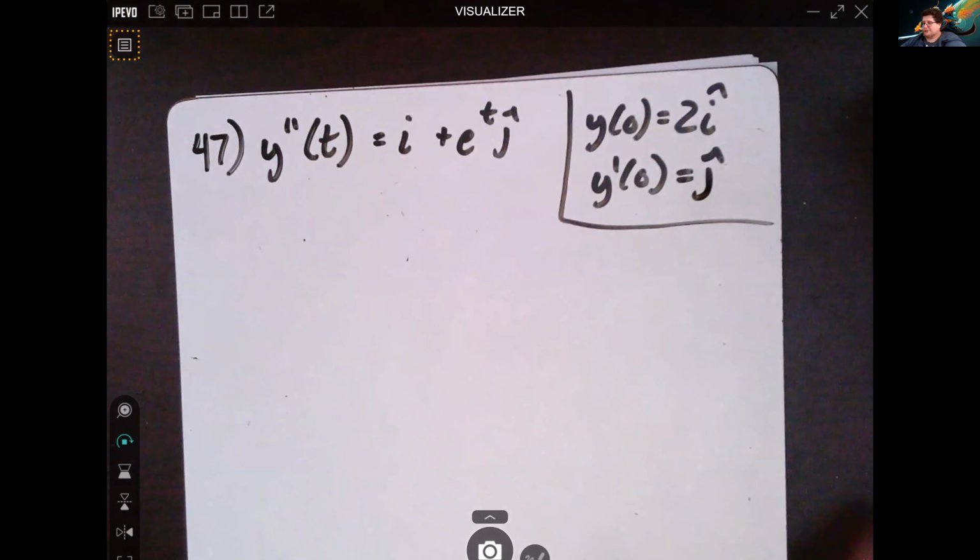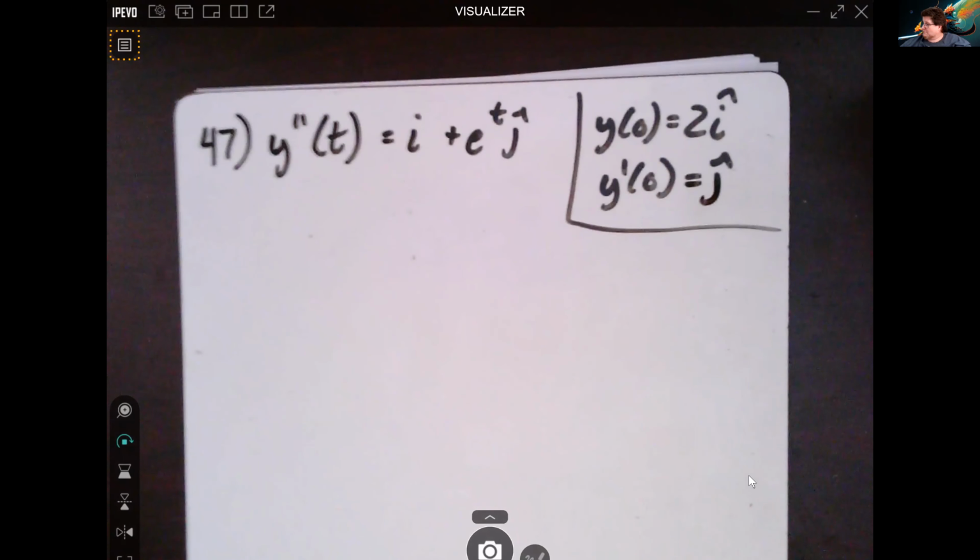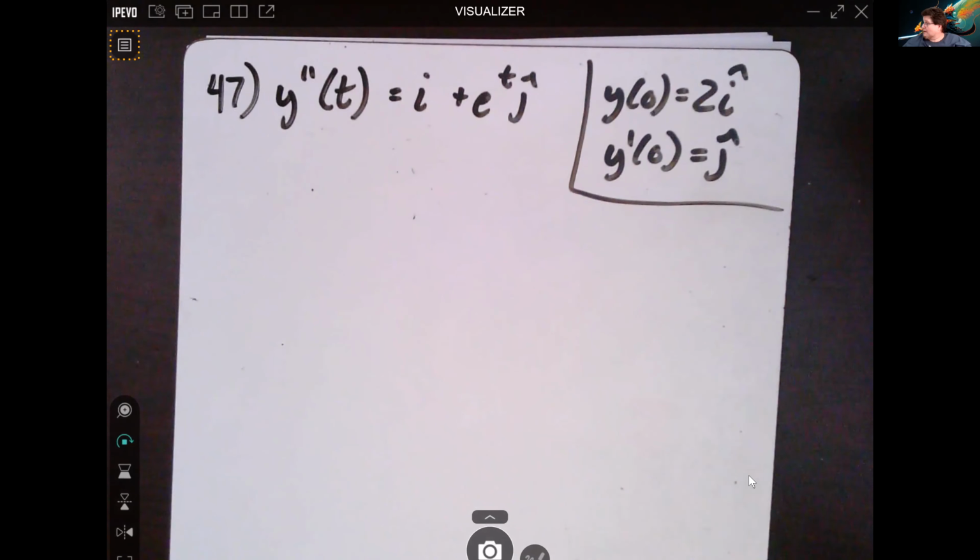Mr. Jones, could you move the whiteboard down a little bit? Sorry. Yeah, sorry. Oh, sorry. There you go. I bumped my camera.